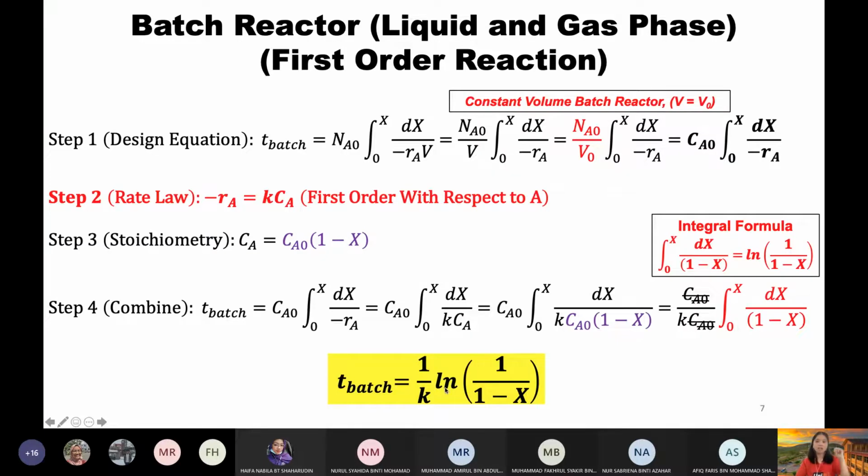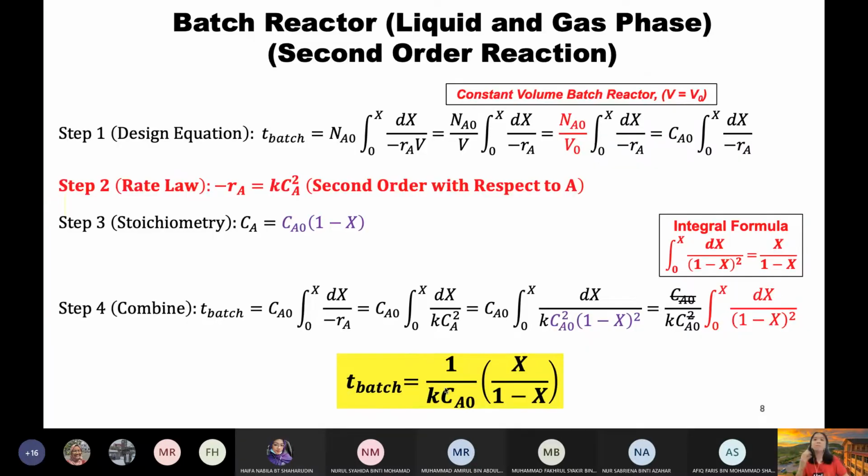First order reaction time, batch reactor sama dengan 1 per K ln in bracket 1 per 1 minus X. This is first order. Now, yang kita baru belajar second order, dia dah menjadi reaction time for a batch reactor equals to 1 per K CA naught in bracket X per 1 minus X. So, kenapa dia berubah? Sebab rate law dah berubah, derivation dah berubah, final equation pun dah berubah.